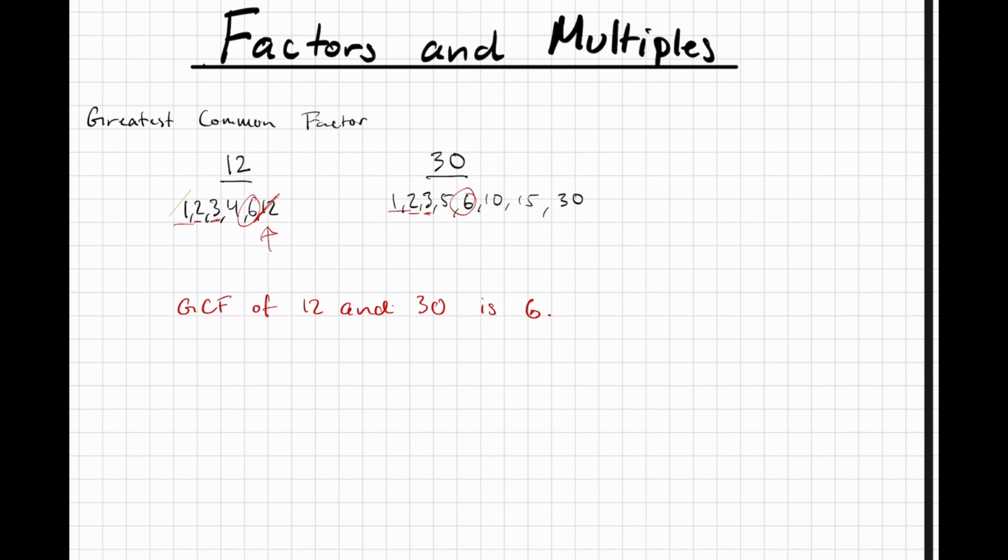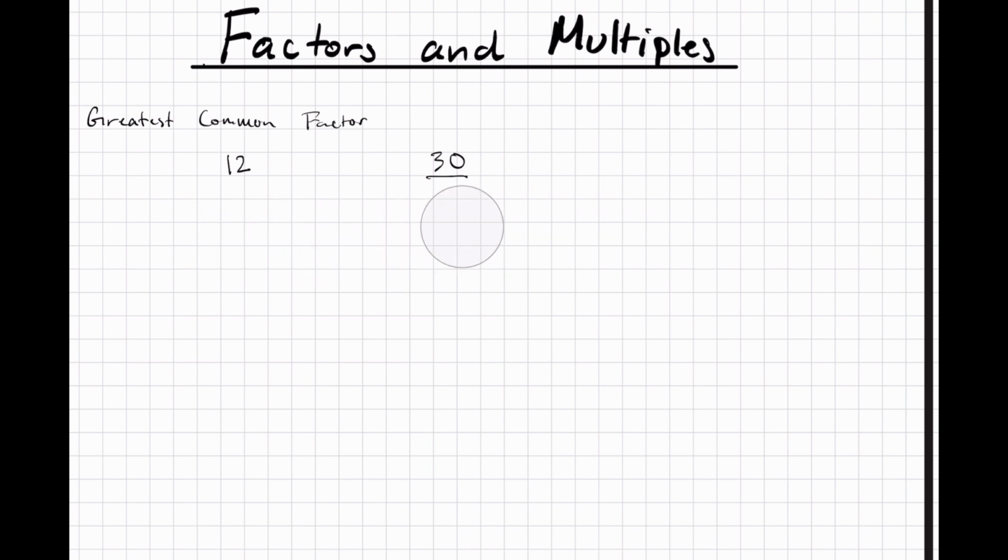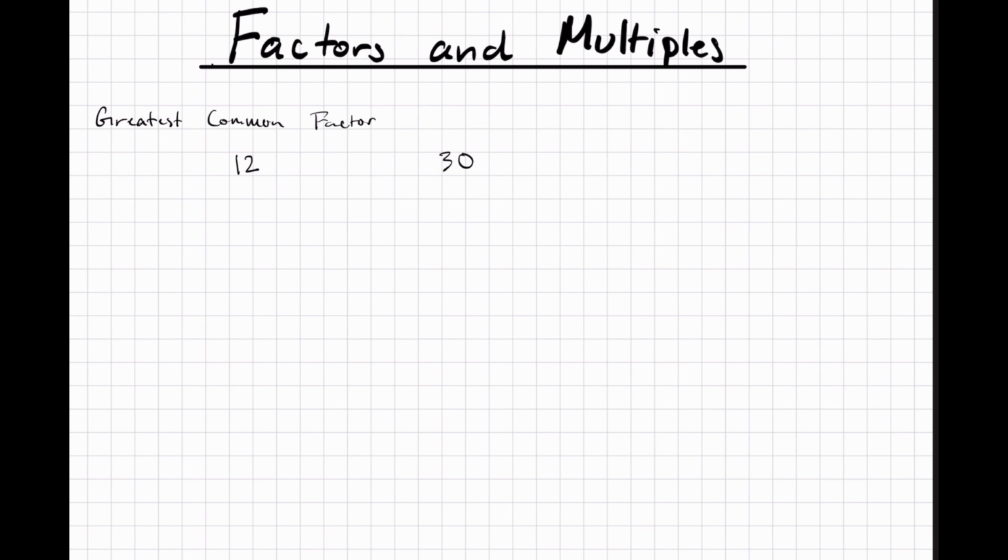But let's say the numbers we were given were a little bit more difficult, and you weren't able to just find all of the factors very easily. A faster and more efficient way to do this is to prime factorize both numbers. So what do I mean by that? Let's go back and do the prime factorization of 12. We said it was 2 times 2 times 3. And if we were to do the prime factorization of 30, what we would be left with is 2 times 3 times 5, if we were to do a prime factorization tree.